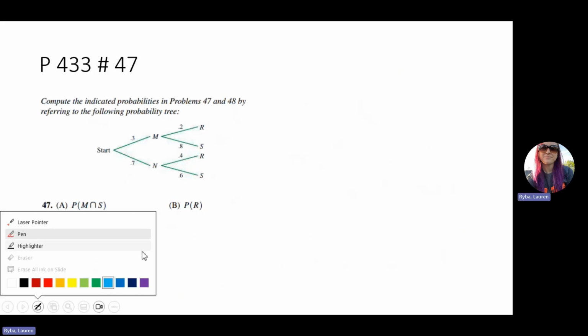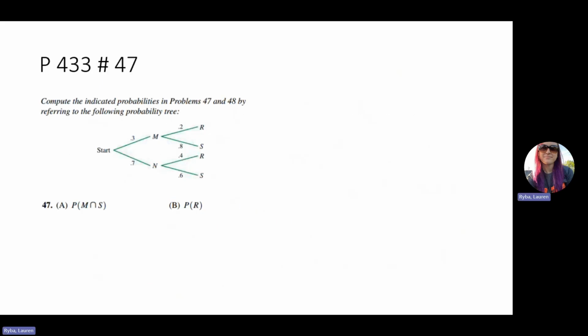All right, so next we have a tree diagram here. And at the start, we can choose between M or N. That is our first choice. The second choice is then R or S. So I can choose M and then choose R or S. I can choose N and then choose R or S.